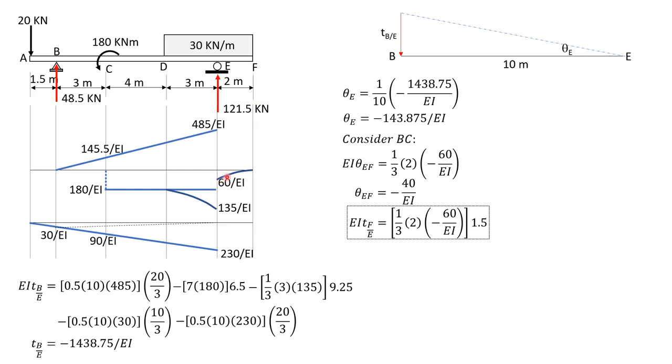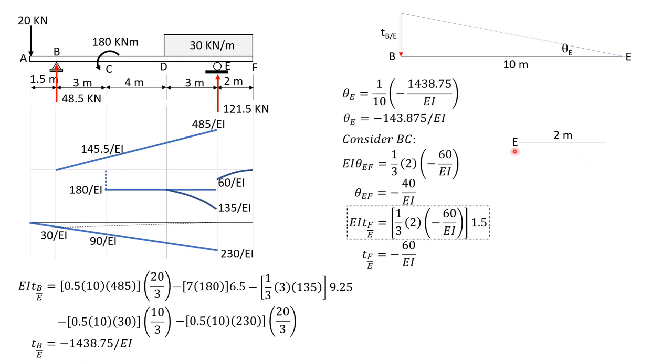Distance of the centroid of this second degree curve, area of this spandrel from F is 1.5, because supposedly this is 2 over 4 or 0.5, so that would be 1.5, 2 minus 0.5. Then it is equal to negative 60 over EI. So that means that point F is below the reference tangent at E.